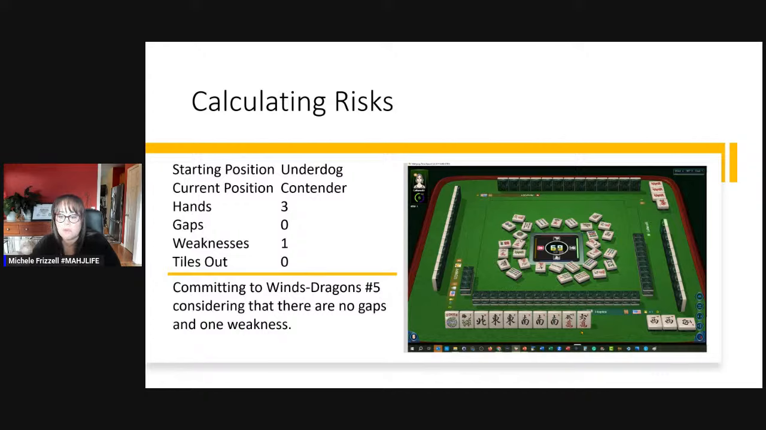Because right now, at 69 tiles, we're still in the middle game. We have only two discards, and we have a hand with no gaps and one weakness. So your position can change. Now we picked up a joker. So I would say we could still play the first hand, and we have now no weaknesses because we can Kong the flower and we can Kong the south.